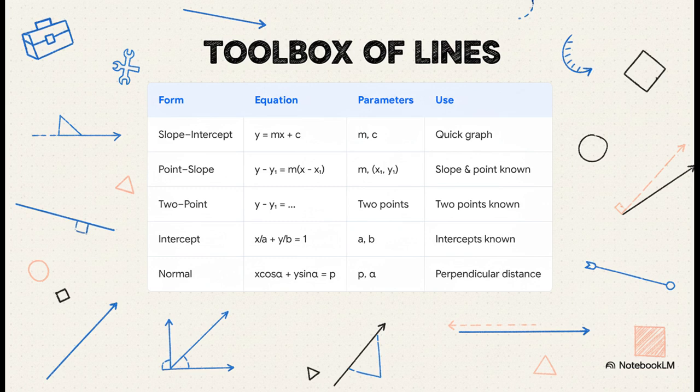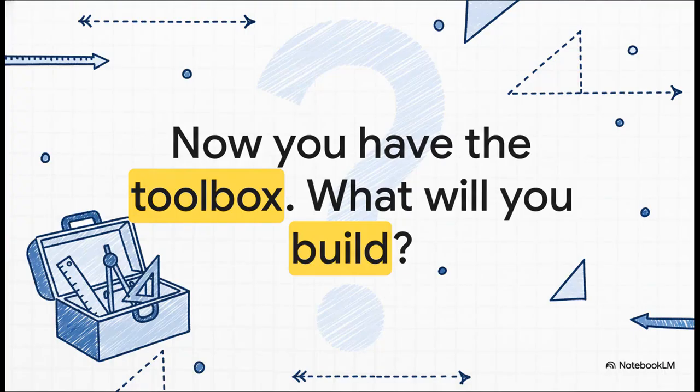The next time you're facing a problem with a straight line, all you have to do is ask yourself, what information do I have? This chart will point you to the most efficient tool for that specific job. And that's the real power of this whole toolbox idea, having the perfect instrument for any problem you face. So a straight line isn't just one equation. It's a whole collection of powerful, flexible tools.